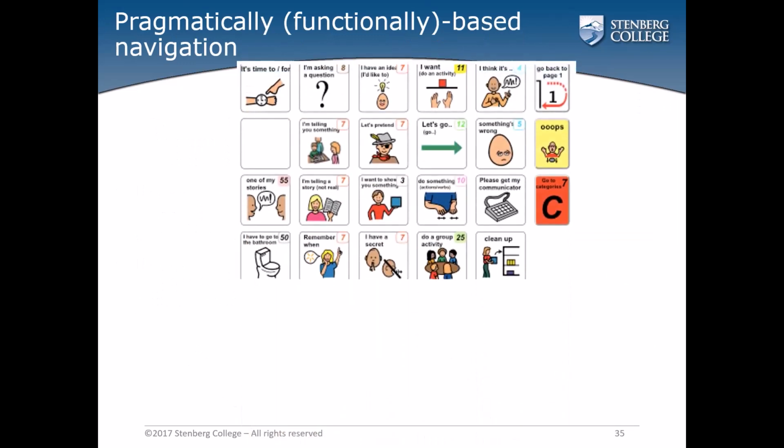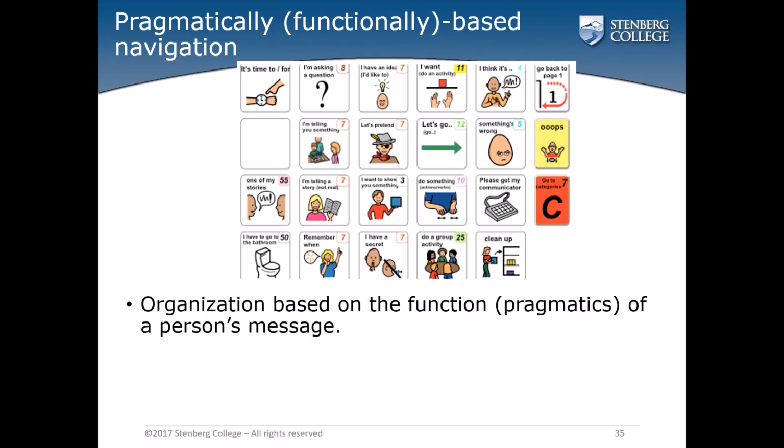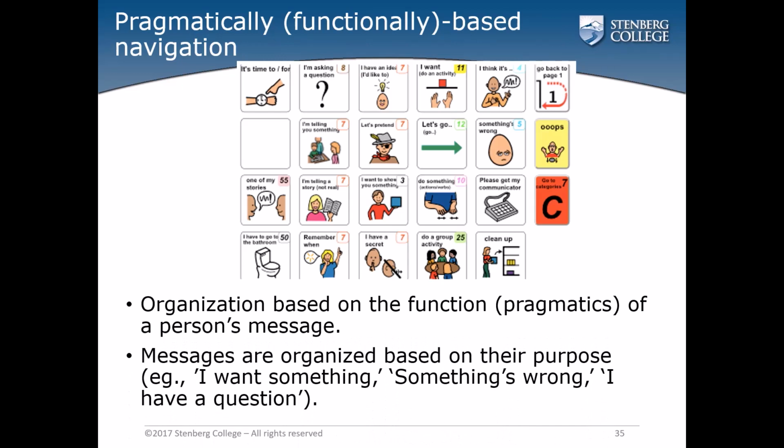Pragmatically based navigation. This is the initial branch of a pod book, which, as the name suggests, is based on a pragmatic style of navigation. In these systems, organization is based on the function of a person's message. Messages are organized based on their purpose. For example, I want something, or something's wrong, or I have a question.